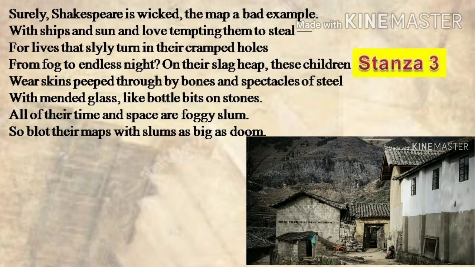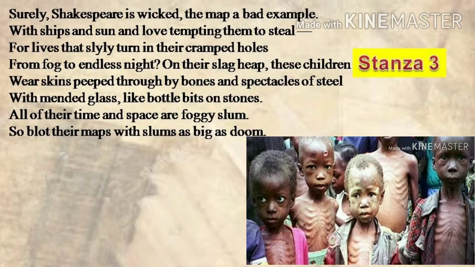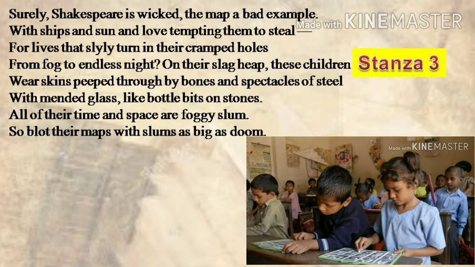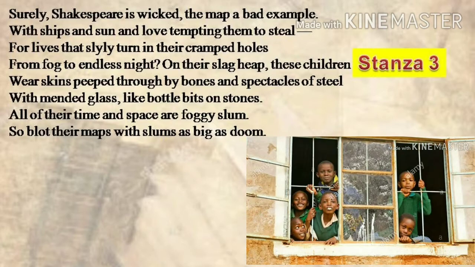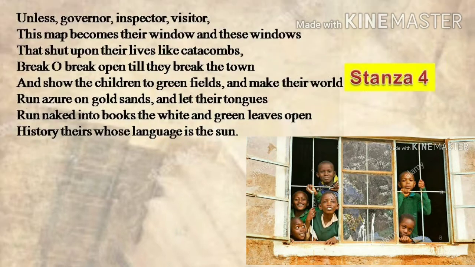On their slag heap, these children wear skins peeped through by bones and spectacles of steel with mended glass, like bottle bits on stones. All of their time and space are foggy slum. So blot their maps with slums as big as doom.